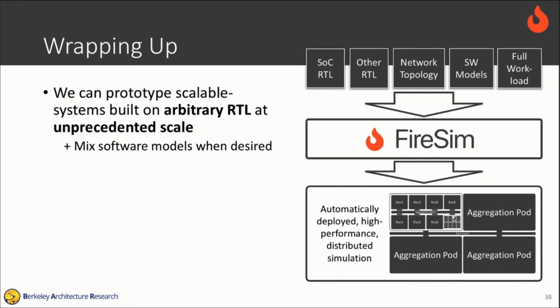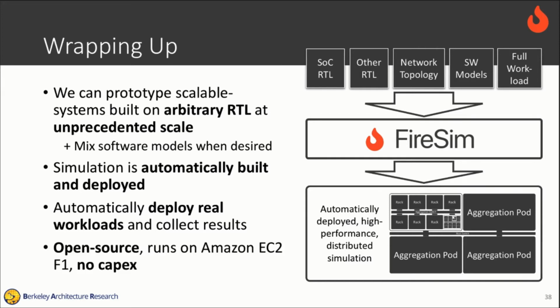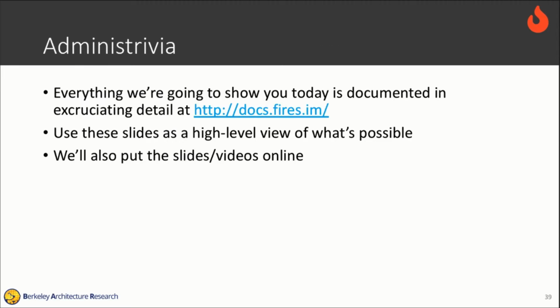Okay, so to sum up what we can do, we can prototype scalable systems built on arbitrary RTL at an unprecedented scale. And you can always mix in software models when you want less accuracy or a faster model, depending on the trade-offs. These simulations are automatically built and deployed, as you'll see in more detail in a second. And we can automatically deploy workloads on top of these and collect results. And this is fully open source. You can run on EC2 F1, and there's essentially no CapEx involved in running this.